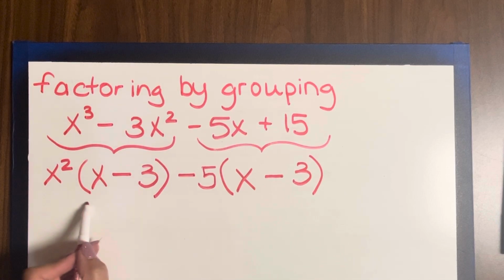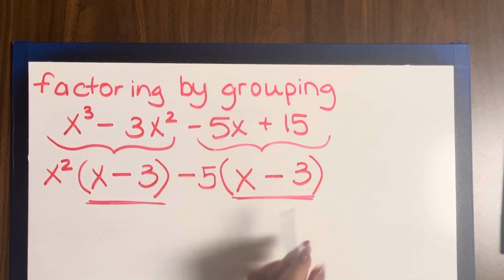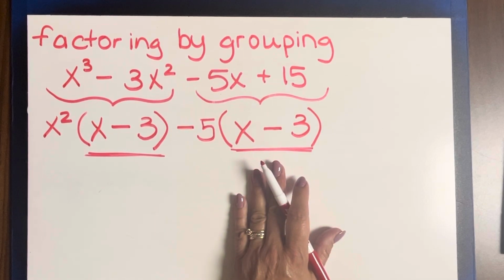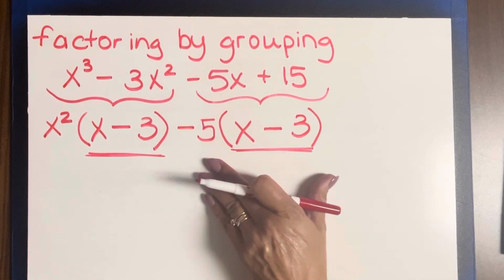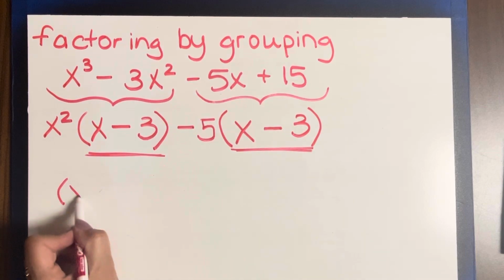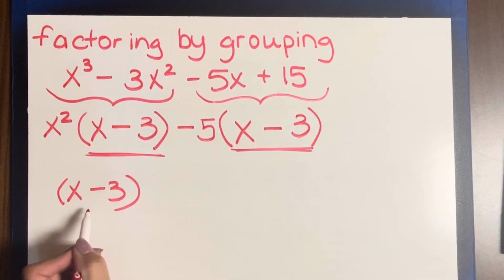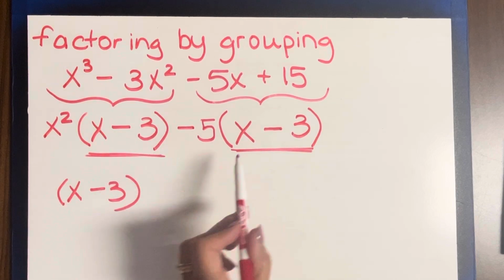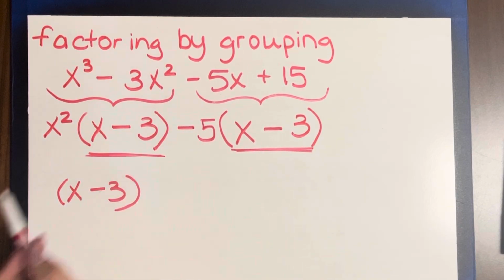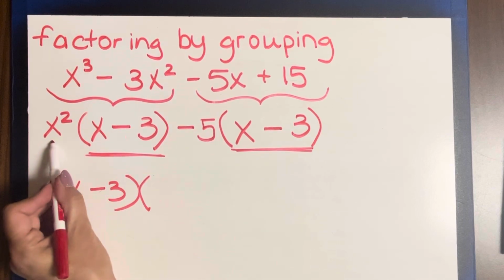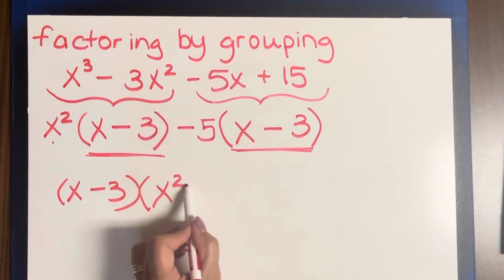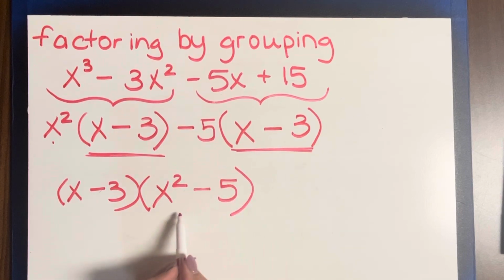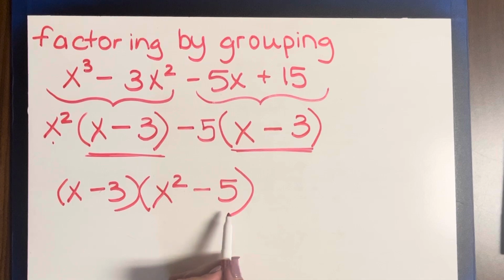So now what we're going to do is we're going to look at these parentheses. And what we really want is for these parentheses to be the same thing, because now in each of these grouped off pairs, I'm going to factor out an x minus 3, and that acts as another GCF between this pair and this pair. So when I take out the x minus 3, I have only the x squared left in this term, and over here, I just have this x minus 5, x squared minus 5.